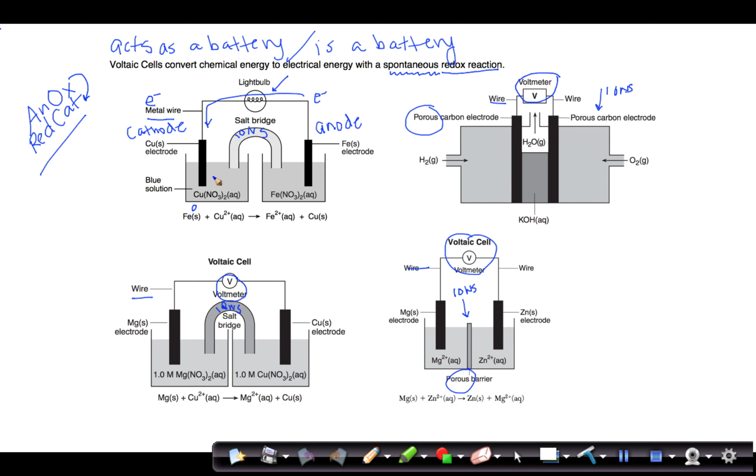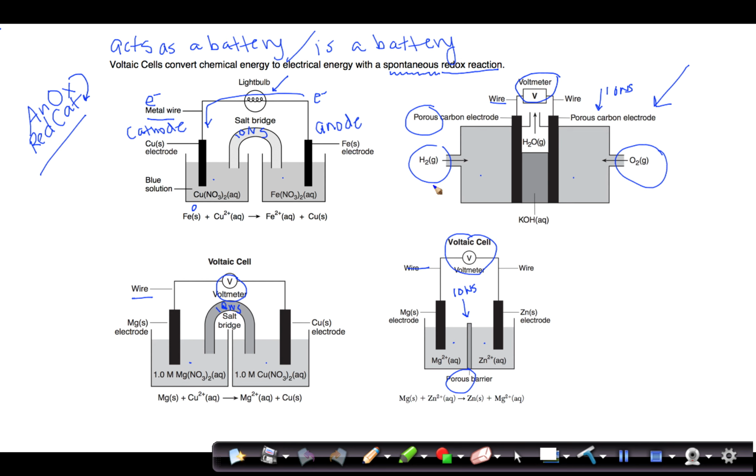We also always need to have electrolyte solutions in each compartment with the electrodes. So each compartment has to have a solution with ions. In this case, the setup is much different, because we're using gases. We don't typically see this, but this did show up on the Regents a couple of years ago.